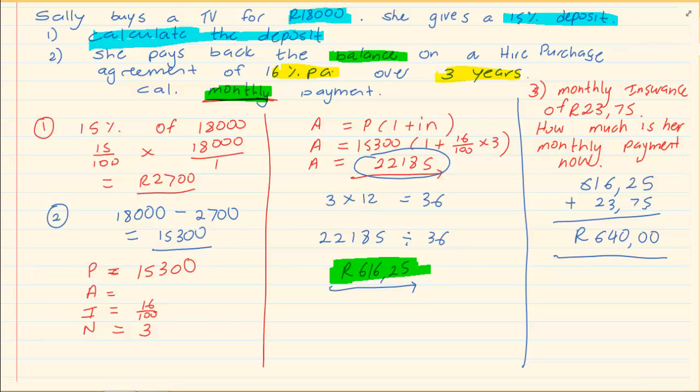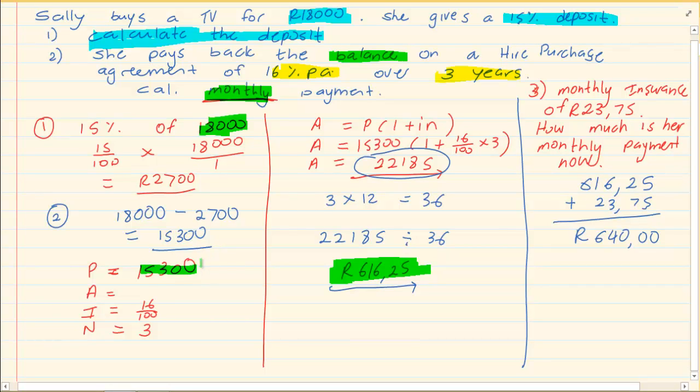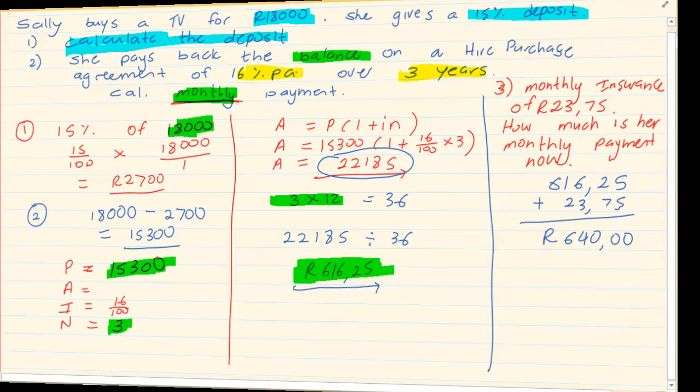When they're doing a hire purchase question, you must do it step by step and answer each question as it comes. If you rush, you usually do silly things like pupils start putting this 18,000 Rand in place of the 15,300. They start doing careless things. Pupils start putting 12 instead of 3. They start dividing by the wrong numbers. So read your question carefully and you will be fine.